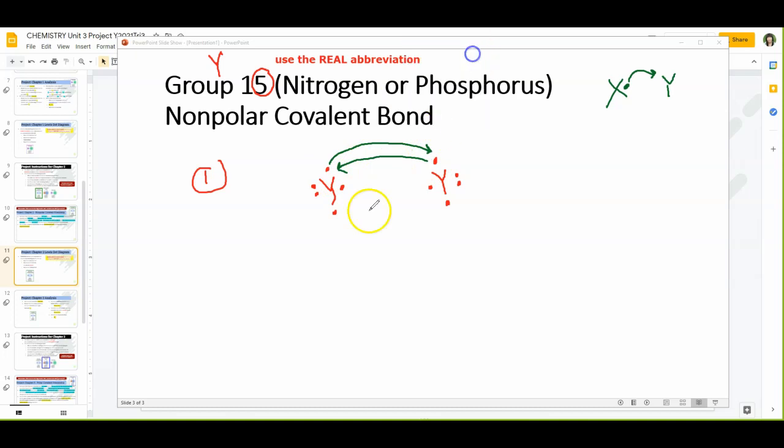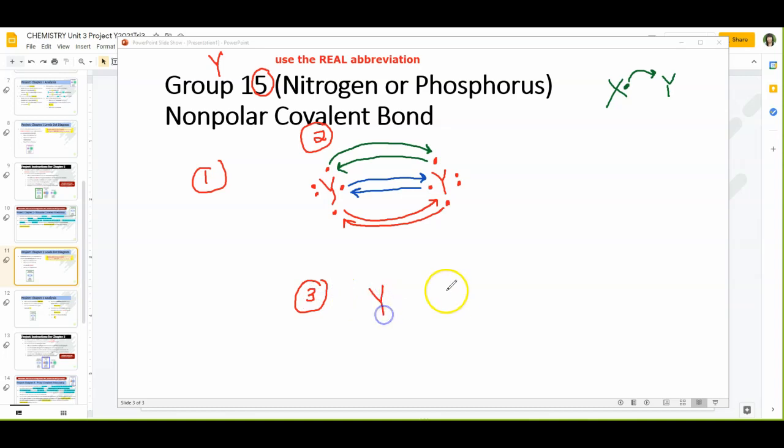Let's show the second pair right here. In the center, these ones also will pair up. And then down here at the bottom, these ones will also pair up. So what we end up with is 3 pairs here. This is step 2, showing the actual pairing or sharing of these electrons. Step number 3 is to finally draw our final answer.